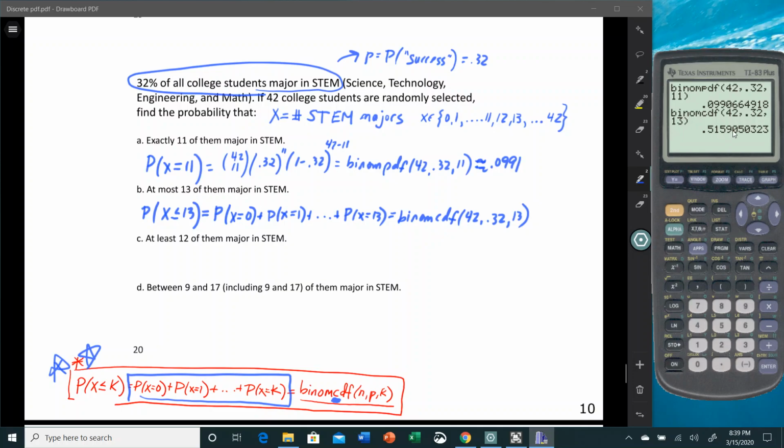So to 4 decimal places, this would be 0.5159. So this is about 0.5159.